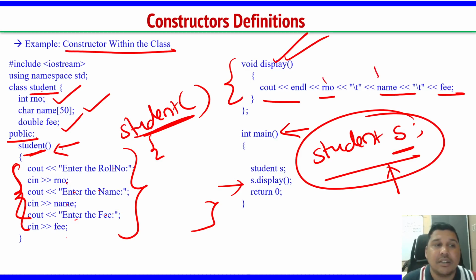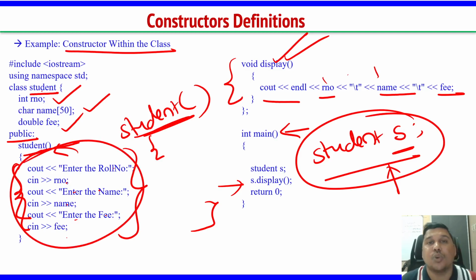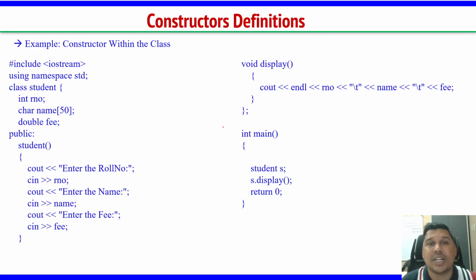Though they are private, how did I get these values? Because they are taken from this constructor; using this constructor, I have read those values. This is one best example to understand how a constructor works.